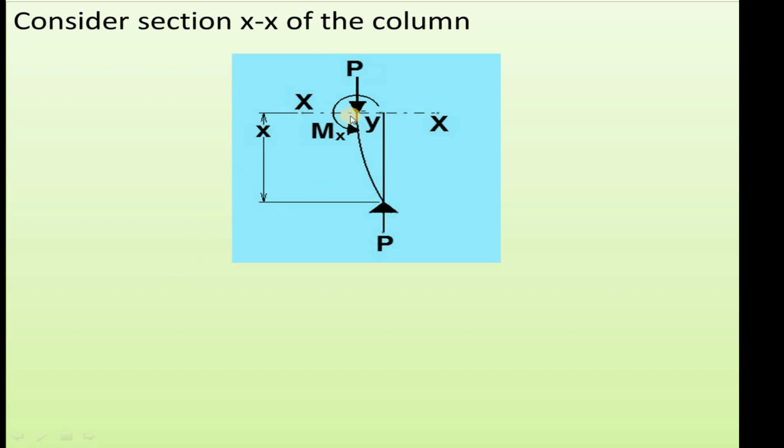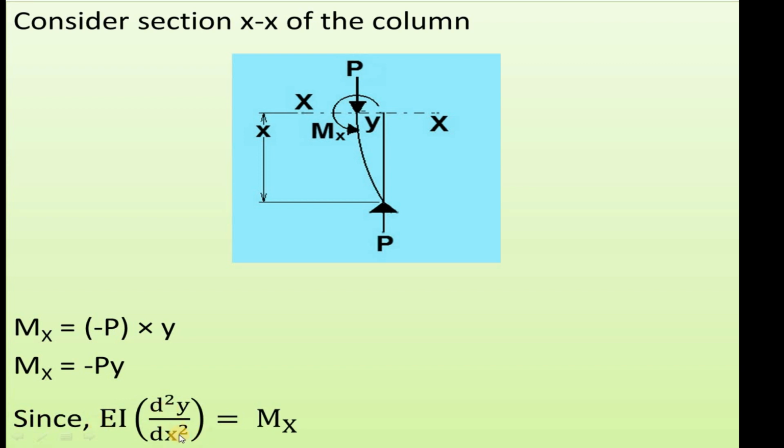Now we will write down the bending moment formula of Mx. The formula is Mx is equal to minus P into Y, that is, the resisting force into the deflected distance. So minus P into Y is minus Py. The next step is Mx equals minus Py. But we know that EI d square y by dx square is nothing but Mx. So I'm going to replace Mx by EI d square y by dx square. The next step will be EI d square y by dx square is equal to minus Py.